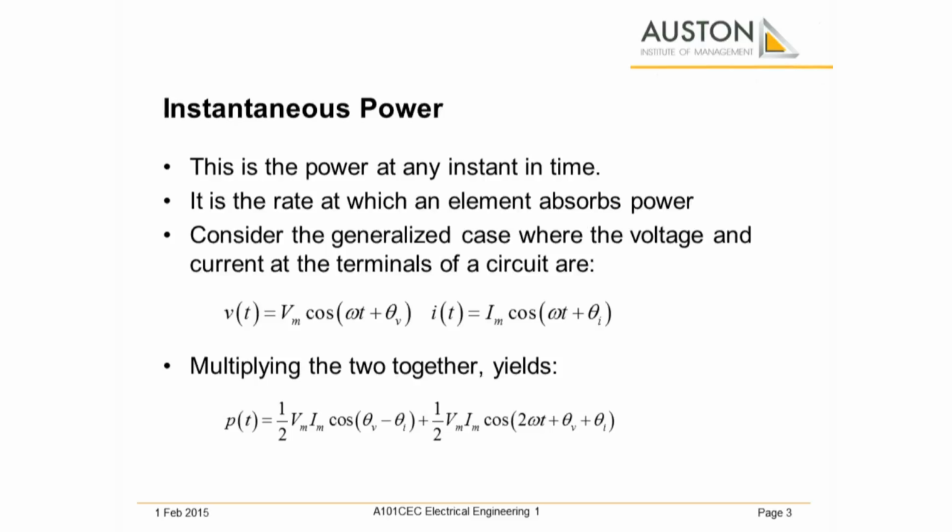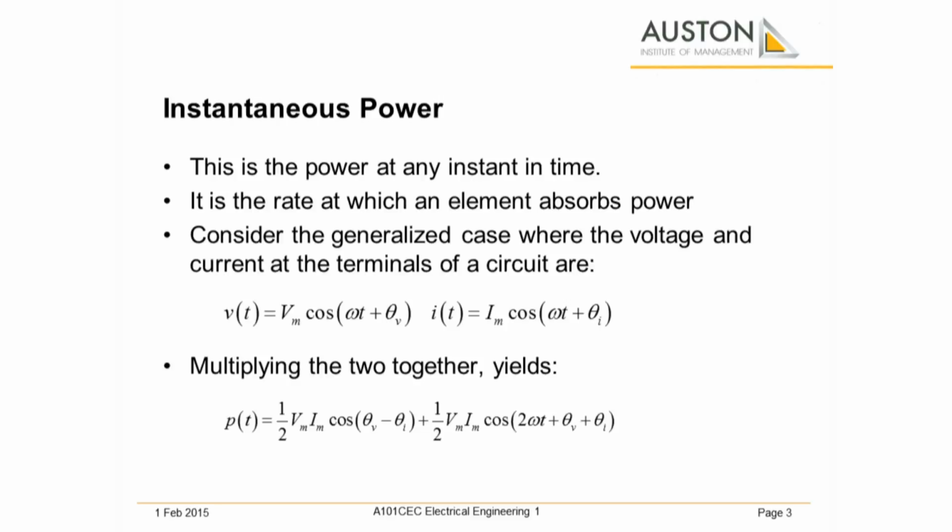What is instantaneous power? Instantaneous power is the power at any instant in time. It is the rate at which an element absorbs power. It is calculated by multiplying the current and voltage in its sinusoid form.